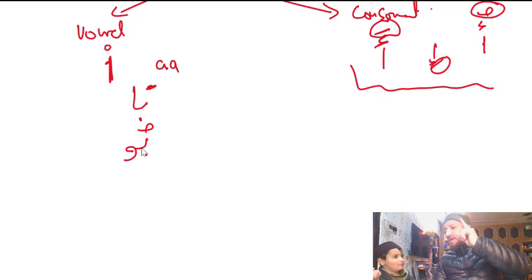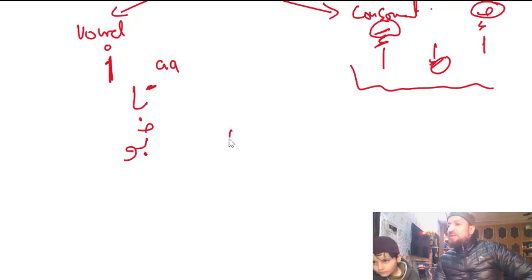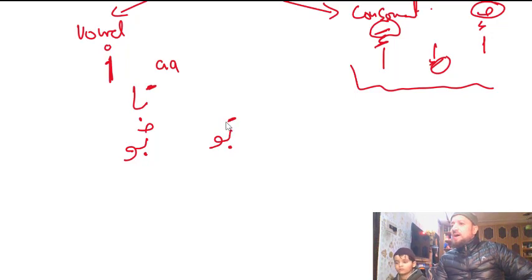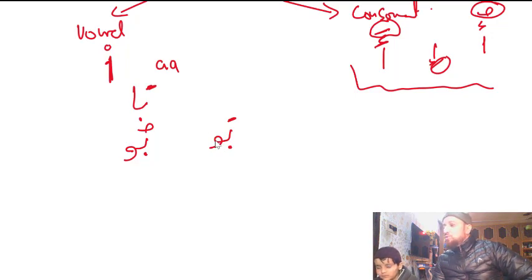But if, for example, it is a ba and wow, and now ba has a fatah on it, it is read as bow. Listen now. We will read the diphthong later on. But the thing is, this wow is not oo here. It gives the W sound.